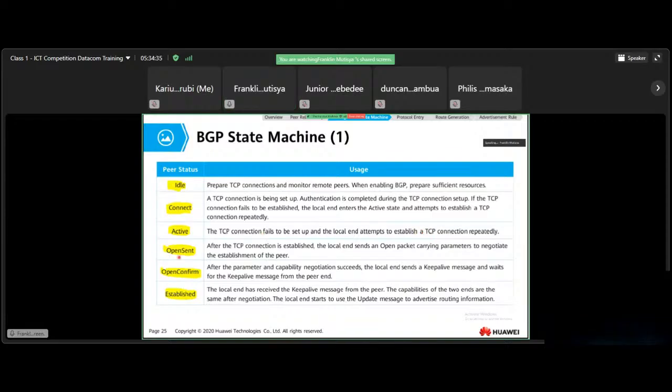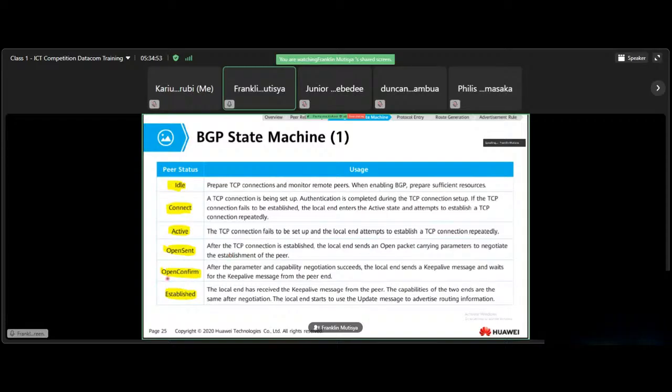Then we have another stage we call open sent. Open sent means we have established the TCP connection. So the local end sends what we call open packets carrying parameters which are used to negotiate the BGP peer connections or BGP communication.